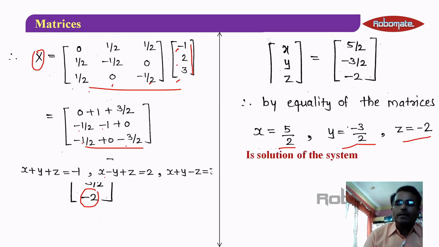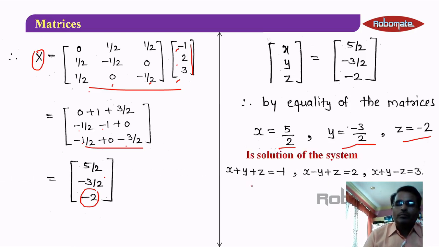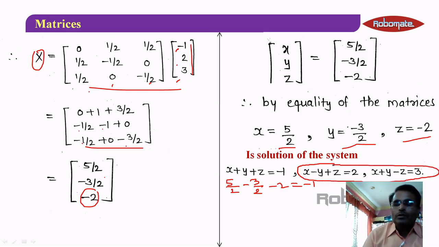X is equal to 5 by 2, y is equal to minus 3 by 2, z is equal to minus 2. Now it is clear that this is the solution of the system x plus y plus z equal to minus 1 and so on. If you want to check whether your solution is correct or not, here we observe this is 5 by 2, then plus y, but it is already minus 3 by 2. Okay, so 5 by 2 minus 3 by 2, it is 2 by 2. 2 by 2 means 1, and 1 minus 2, that becomes minus 1, which is your required right hand side. Similarly, you will observe that the other two equations are also verified, and that indicates that this is the correct solution of the given system of equations.